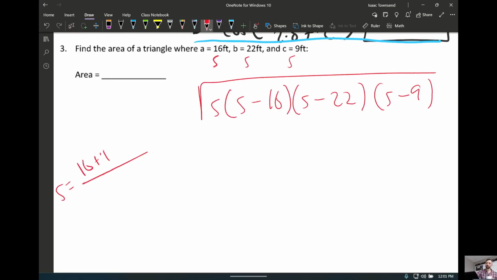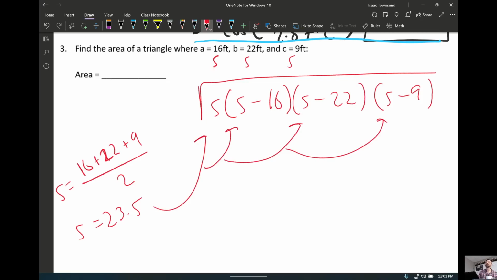So add all the lengths up for the perimeter and divide by 2. Don't divide by 3 because it's not an average. Semi means half. This ends up being 23.5, and so that's going to get plugged in 4 places, but otherwise that's what I would type in my calculator. Square root of 23.5 times 23.5 minus 16 times 23.5 minus 22 times 23.5 minus 9. Enter. 234.405.